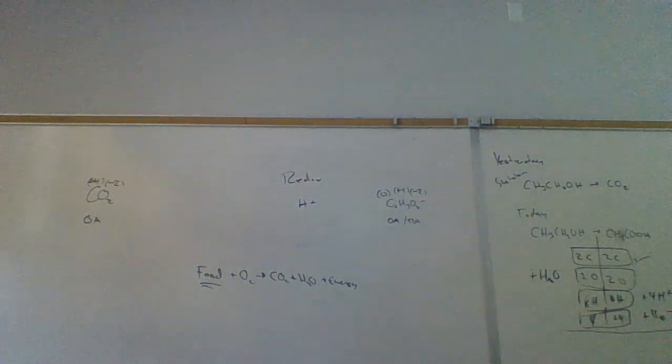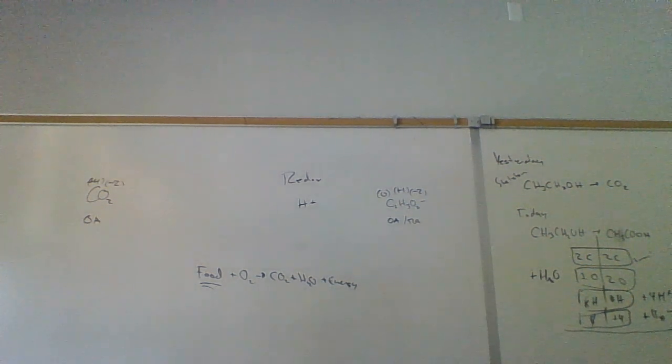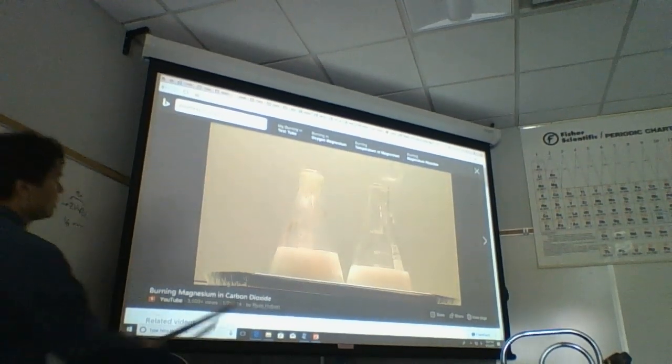you don't need oxygen to burn powerful reducing agents. We could use some very weak oxidizer like CO2 to burn it. And so this is an oxygen-free environment here. What they're doing is they're going to generate some CO2 here. So this is bubbling out CO2.